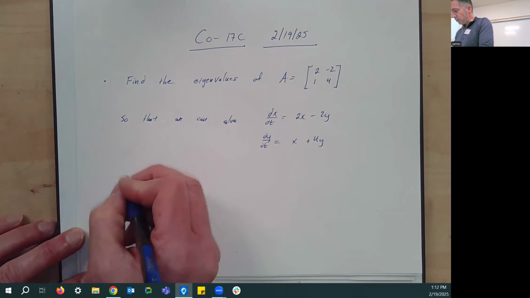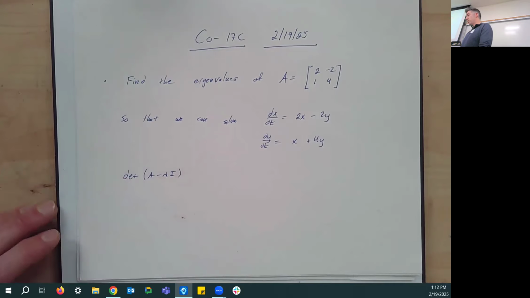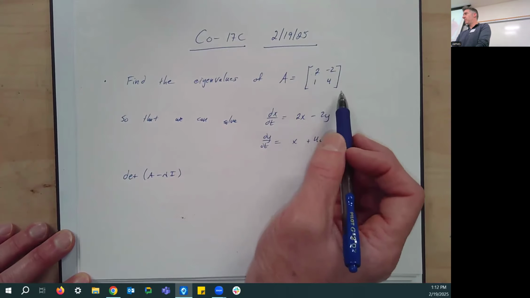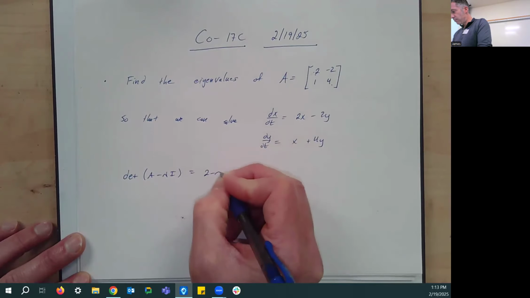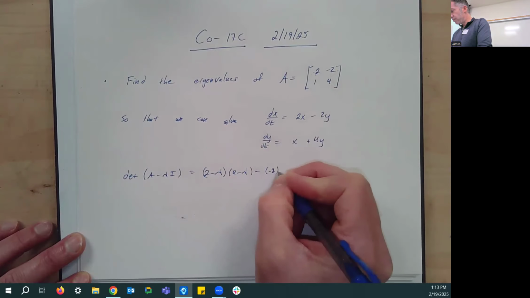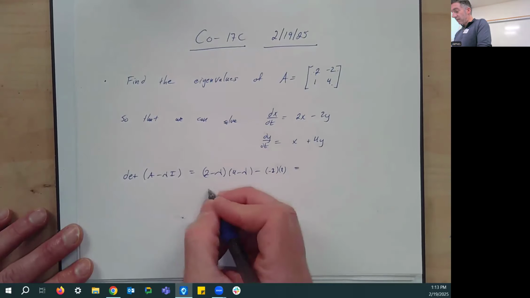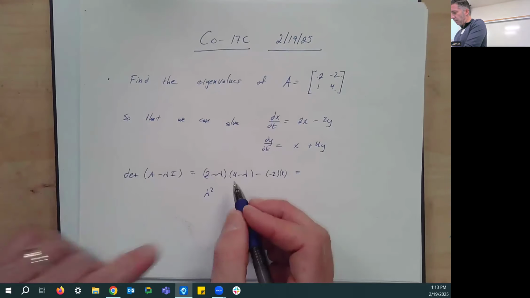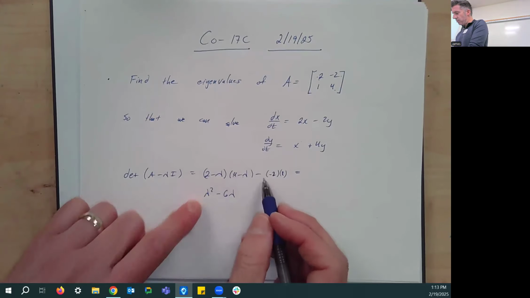So we're going to do the determinant of A minus lambda I. I kind of feel like you should be able to look at this matrix and just write it out. Like you don't need to write 2 minus lambda, -2, 1, 4 minus lambda. You need to be like, okay, it's going to be 2 minus lambda times 4 minus lambda, minus -2 times 1. And then multiply it out. You're always going to get a positive lambda squared. That's always going to happen. And then you're going to get a minus 4 lambda minus 2 lambda, which is a minus 6 lambda. And you're going to get a plus 8 plus 2.